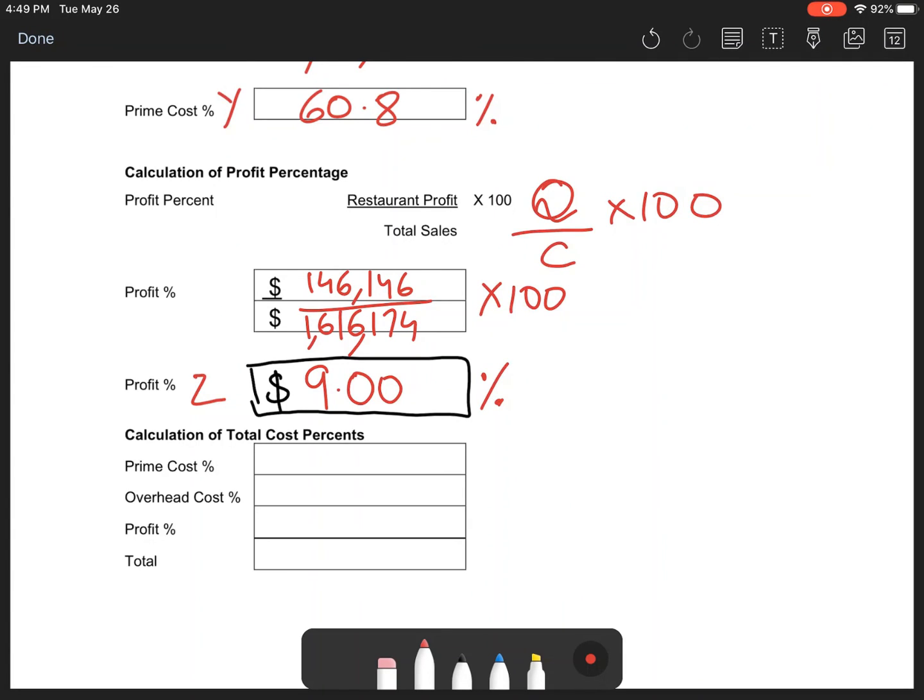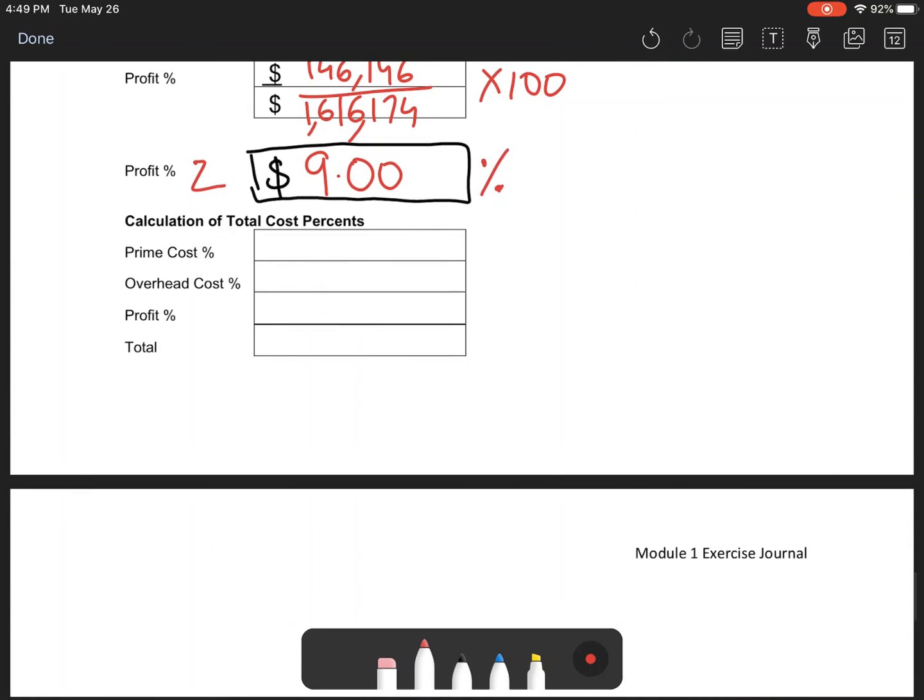And 9% is not necessarily bad. In the food and beverage industry, 9% of profit to take home is considered a very, very good sign. 10% is considered a very good sign. 9% is not bad. All right.